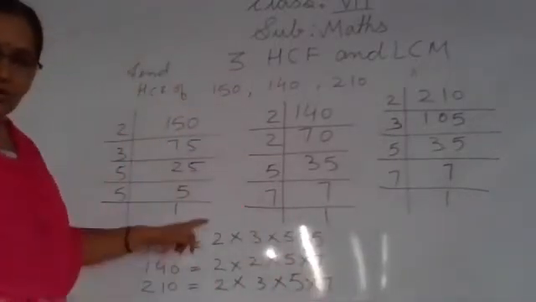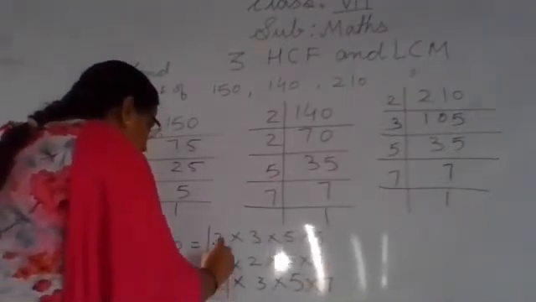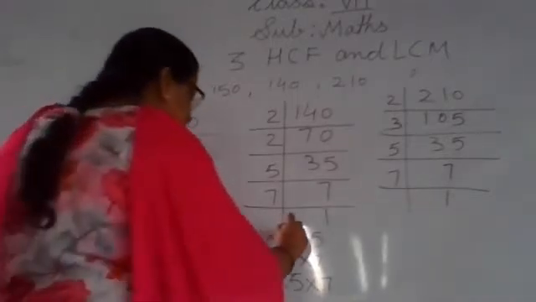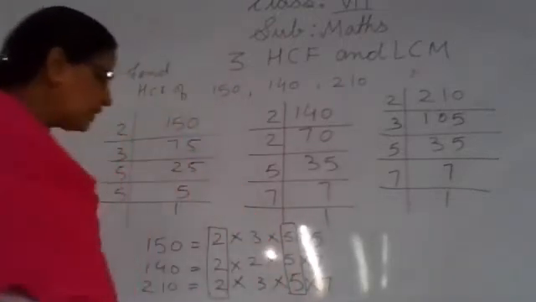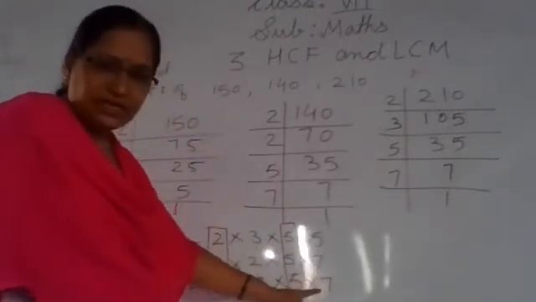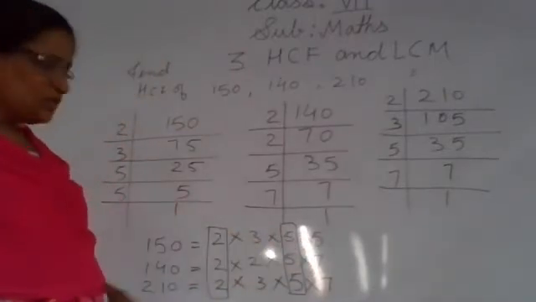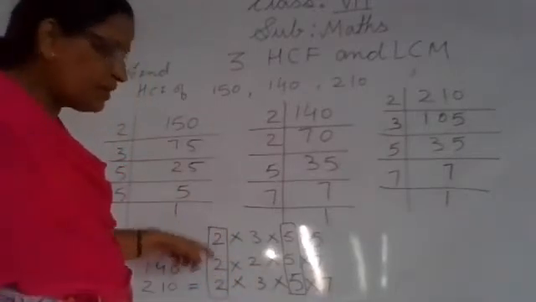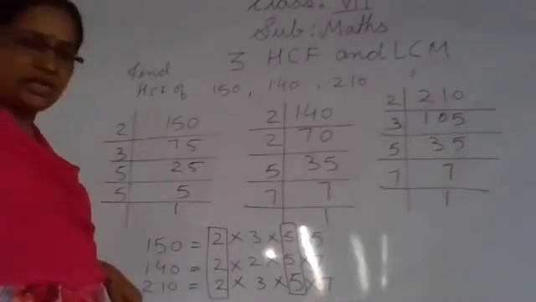Now see beta, you have to note down the common factor. This 2 is common in all these 3. And one more common number is there. It is 5. Now here is 7 and here is 7. But 7 is not in the 150's factors, so we will not take 7. So you have to take only the common factors which are common in all these 3.